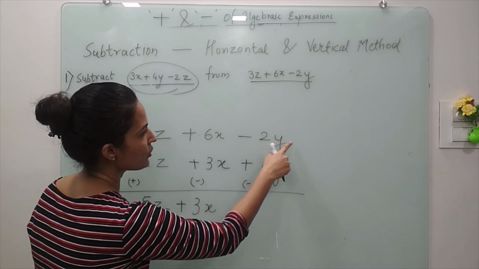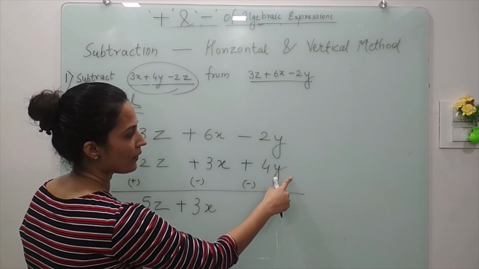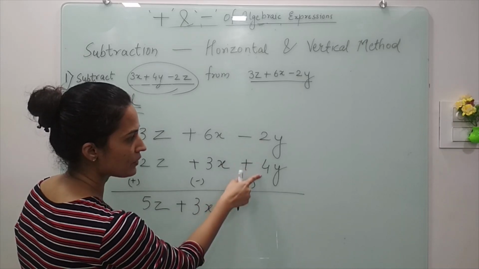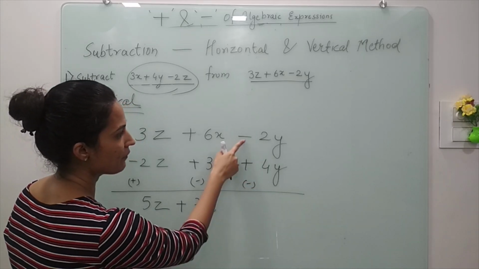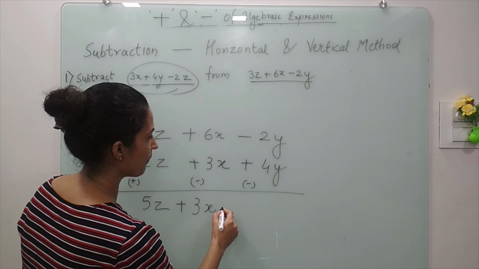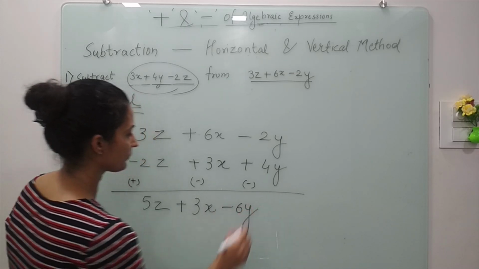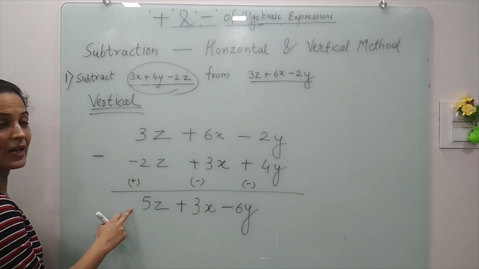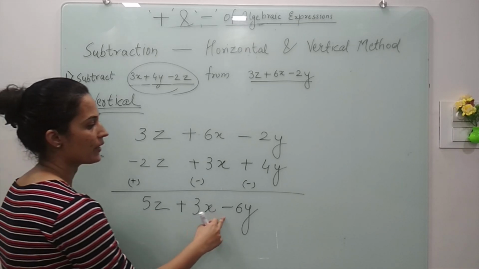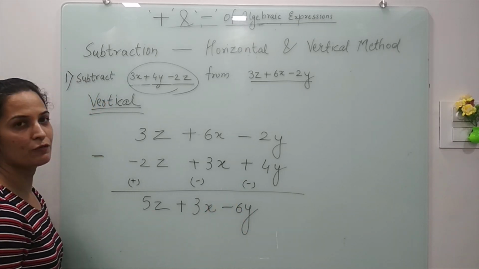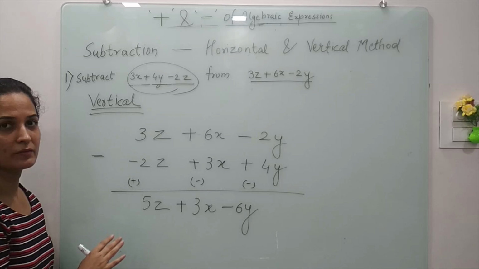Now here this is minus 2y minus 4y. Now minus minus, the numbers will get added and the sign will be of minus only. So this will be minus 6y. So the answer is 5z plus 3x minus 6y. You have to be very careful in subtraction with the signs.